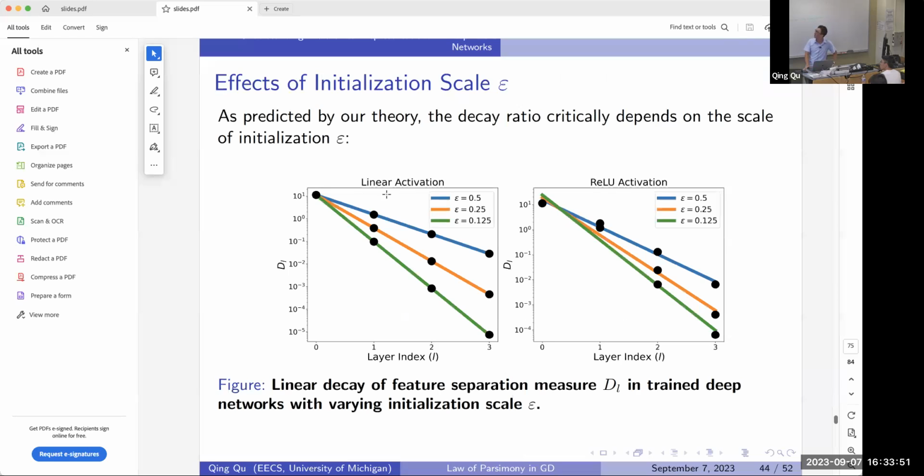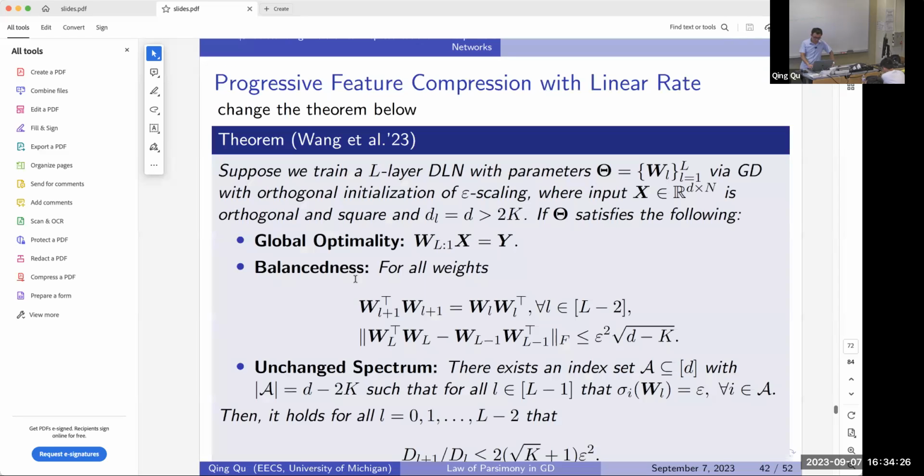And we also did some interesting experiments showing that the initialization scale is affecting the compression ratio. So you can see that on linear network, if you use a larger initialization, the compression of your features is happening slower than when you're using a smaller initialization. So if you use a smaller initialization, then the feature compression will be at a faster ratio.